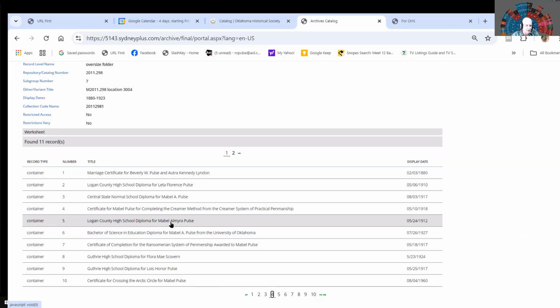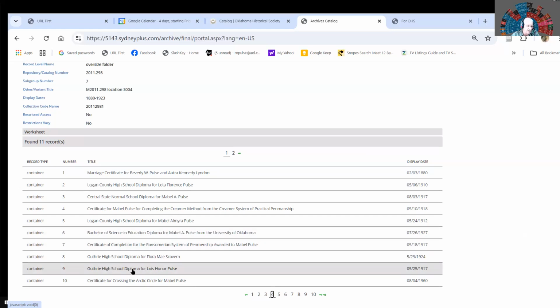She taught in a rural school for 2 years. Then she went to Norman, and she received a Bachelor of Science in Education from the University of Oklahoma. Then she went to OU and received her educational certificate. Certificate of completion for another penmanship for Mabel. Here's her high school diploma for Flora, which should be 1924. Mabel should be 1911, if I remember correctly.